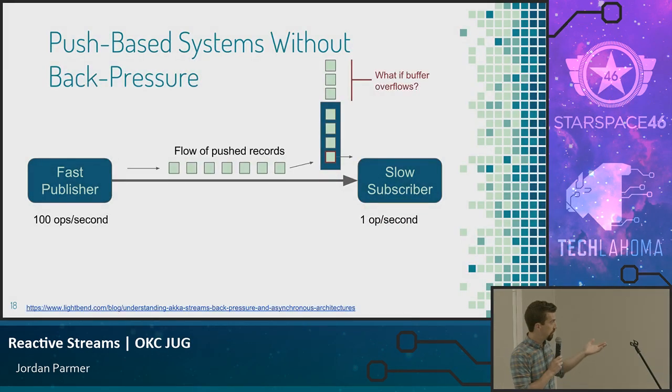So here's one possible solution. You could create a buffer, all right? So you've got a flow of pushed records, and then you create a buffer. You've got a queue somewhere that'll collect it. But then you have the problem of what happens if you overflow your buffer, right? So you've produced more than what you can store in memory.